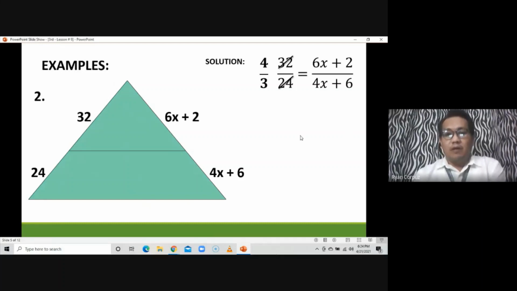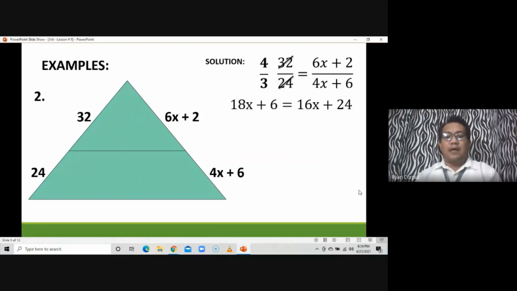Here, 4 times 4x is 16x, and 3 times 6x is 18x. So 18x is larger, and we put it first. Since the other side is a binomial, we apply the distributive property. 3 times 6x is 18x, plus 3 times 2 is 6, equal to 4 times 4x, which is 16x, plus 4 times 6, which is 24. So we get 18x plus 6 is equal to 16x plus 24.